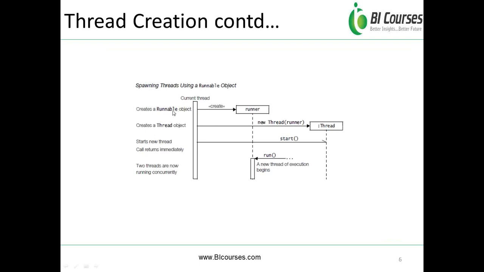See here, spawning threads using a Runnable object. The current thread creates a Runnable object, runner, and when we create a new thread with runner and the thread starts, it will call the run method, and once it is executed, it will end.